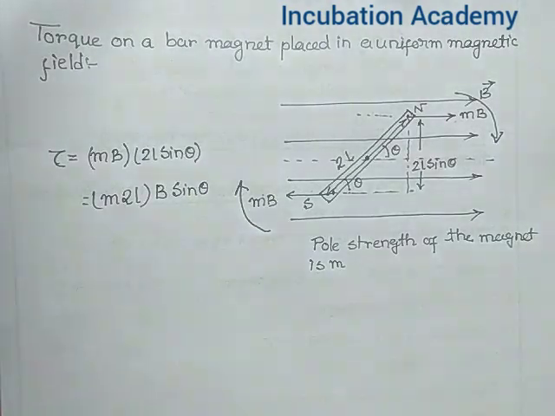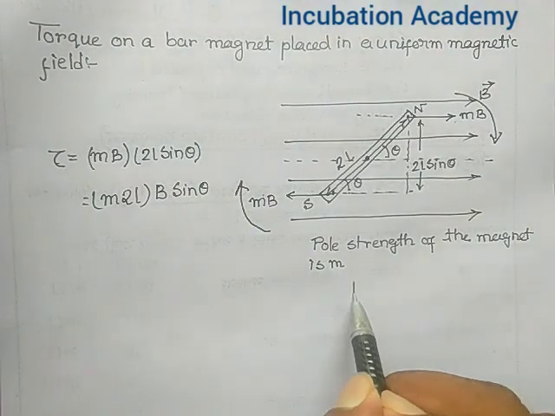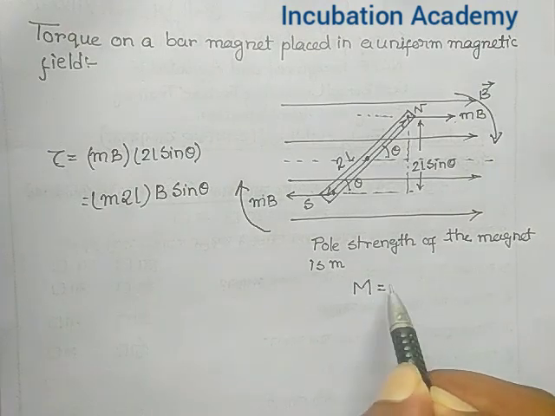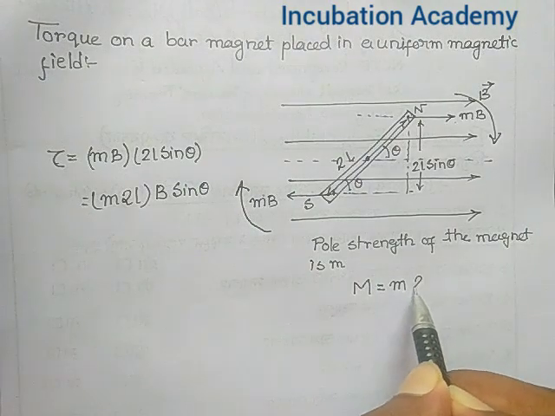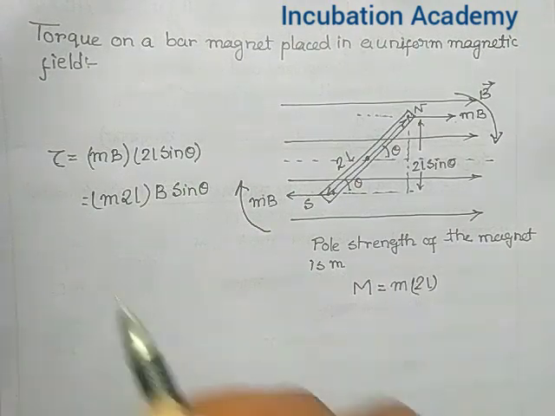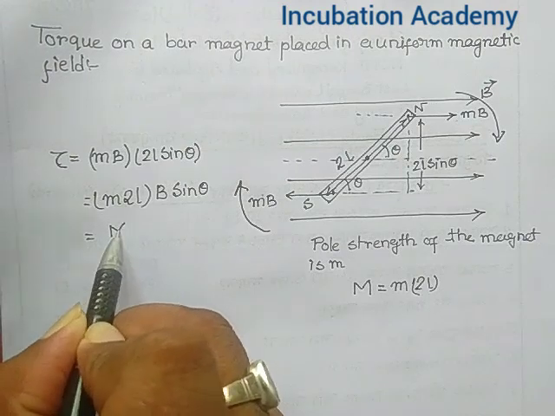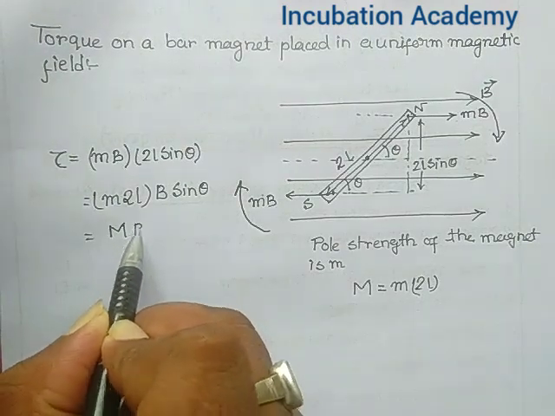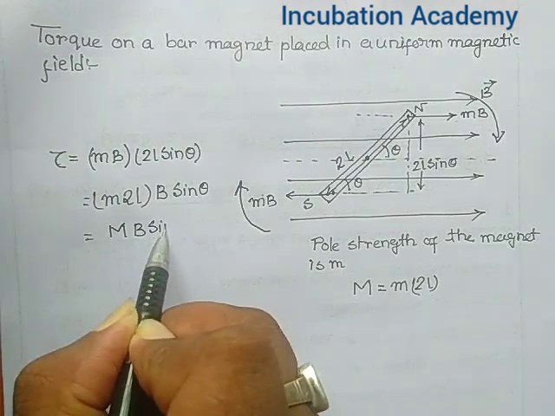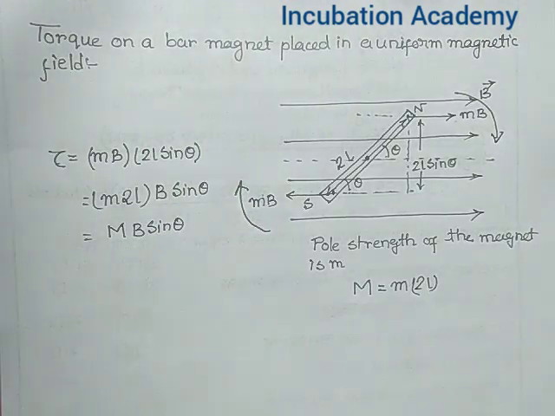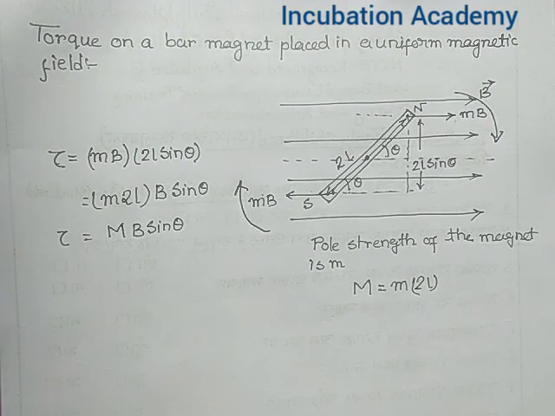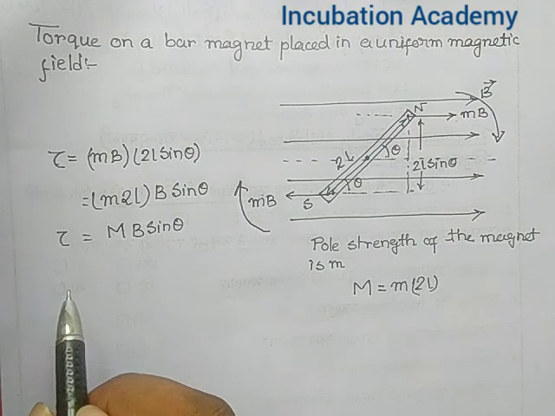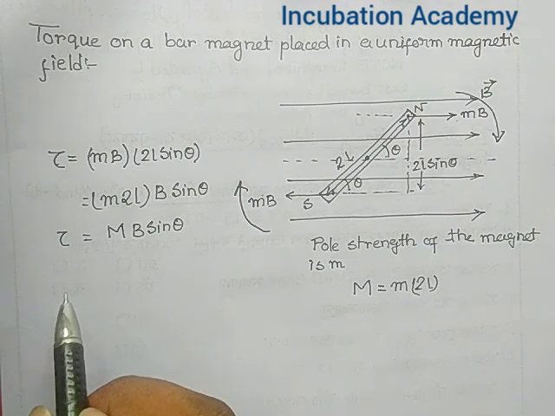What is the magnitude of the magnetic moment? That is capital M, which is the pole strength into the magnetic length, that is 2l. So here I can replace this with capital M into B into sin theta. So this is the expression of the torque, the scalar expression.